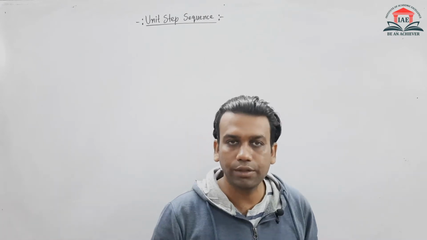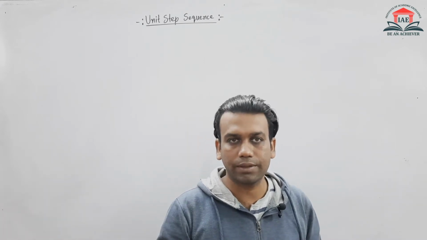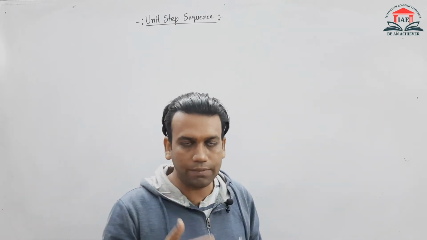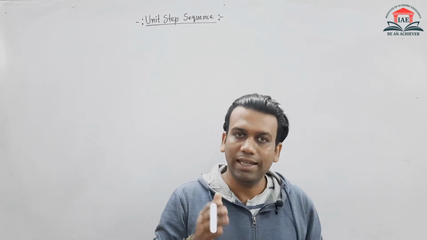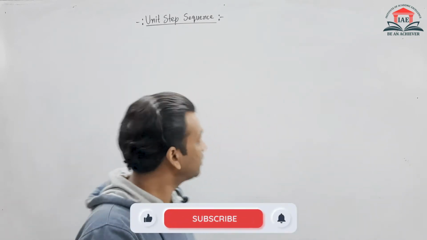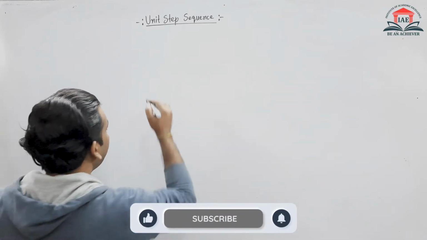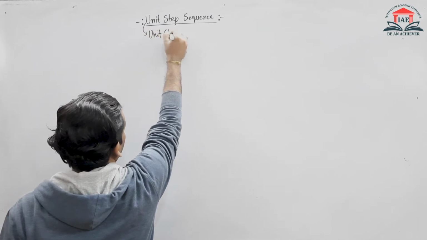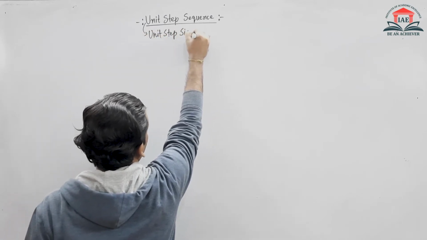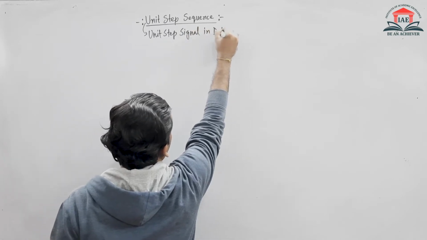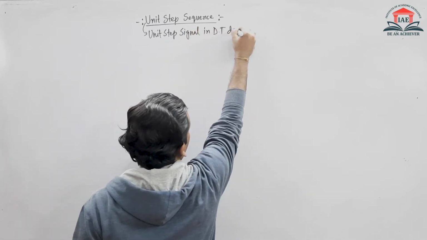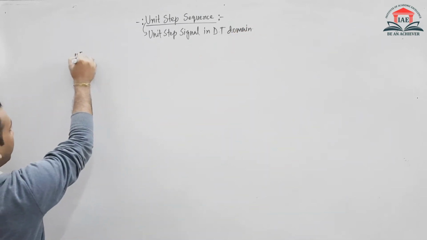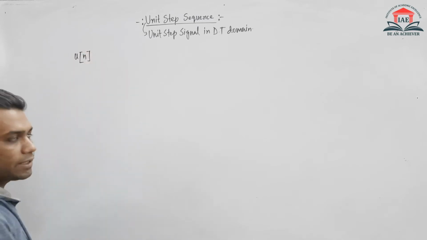In this video, we are going to discuss the unit step sequence. So let's get started. So what is unit step sequence? Actually, the unit step sequence is a unit step signal in the discrete domain. That means the unit step sequence is a unit step signal in the discrete time domain, and it is denoted by u of n, where n is the discrete time.